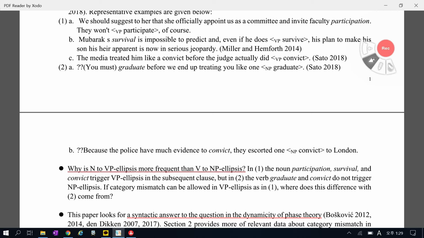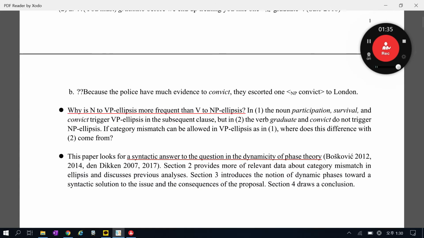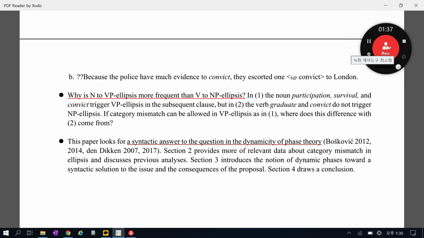Why is N2 VP ellipsis more frequent than V2 NP ellipsis? In 1, the nouns participation or survival and conviction trigger VP ellipsis, but in 2, the verbs graduate and convict do not trigger NP ellipsis. This paper looks for a syntactic answer to the question in the dynamicity of phrases, which was proposed by Bošković and Den Dikken independently in their papers and books.